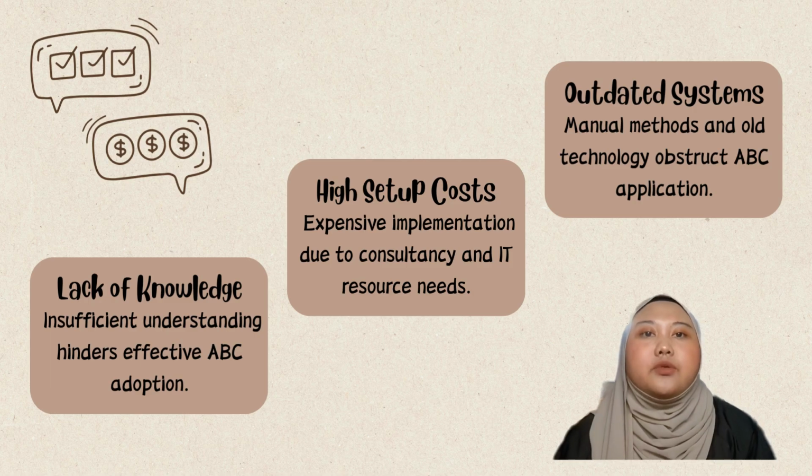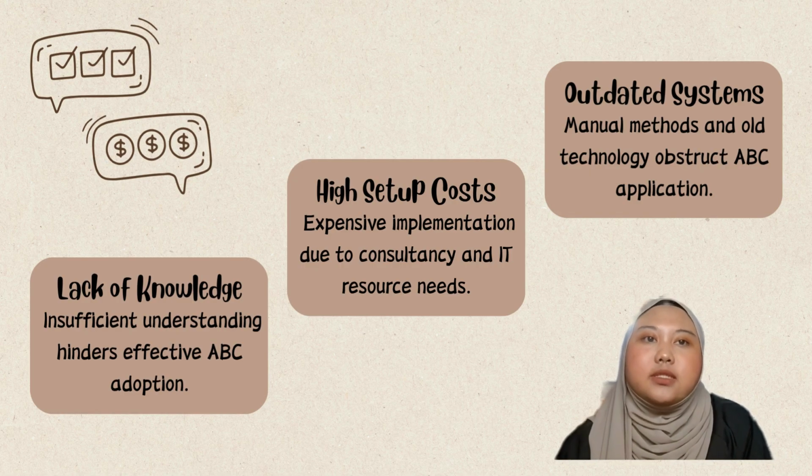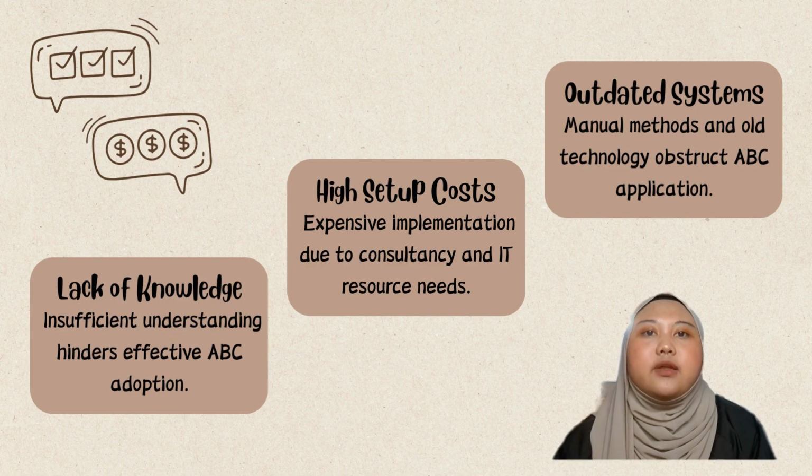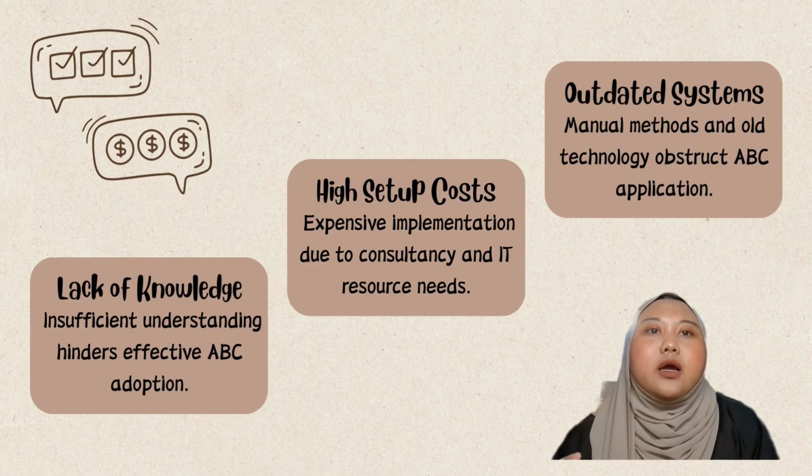The third one is outdated technology and skill. A large number of firms still rely on manual processes or outdated systems which aren't compatible with ABC. In these cases, the existing infrastructure simply cannot support the detailed activity tracking that ABC requires. Without modern tools or the right technical capability, implementing the system becomes inefficient and in most cases it's impossible.